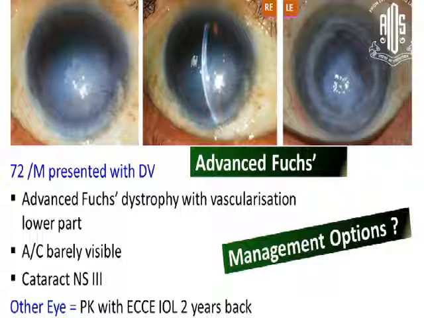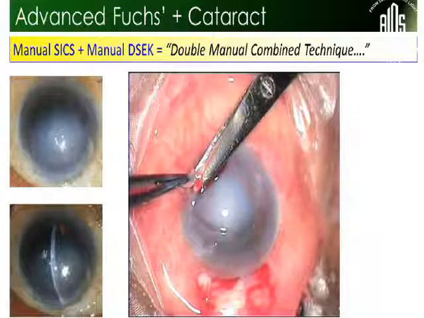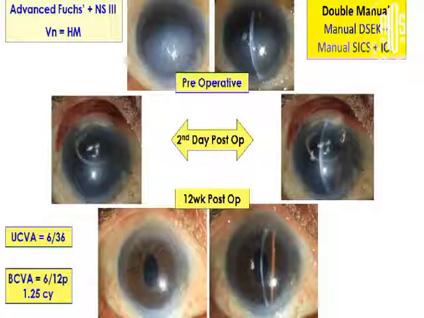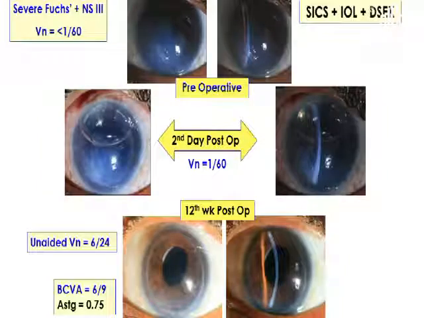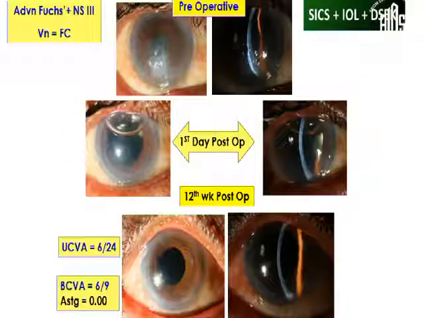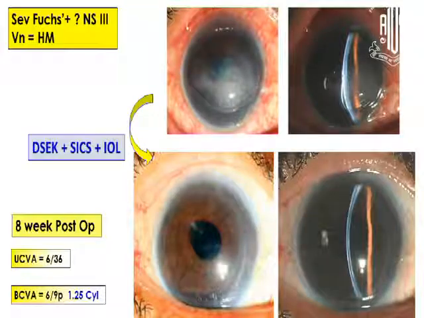But I tried in this case, this is the other eye of this patient. We did SICS, and this patient did well, and you see that after 12 weeks post-op, this patient is still doing well. This is probably a 6-year follow-up now and doing very well with 6/9 vision. So some of the bad cases we take for this SICS combination, these are very bad cases where it is very difficult to do DSEK and phaco, so we could take them up for this.